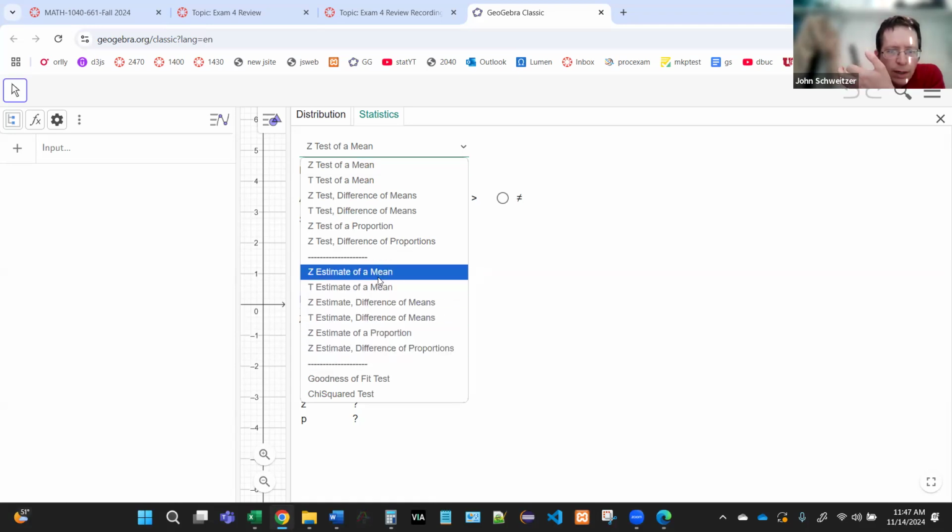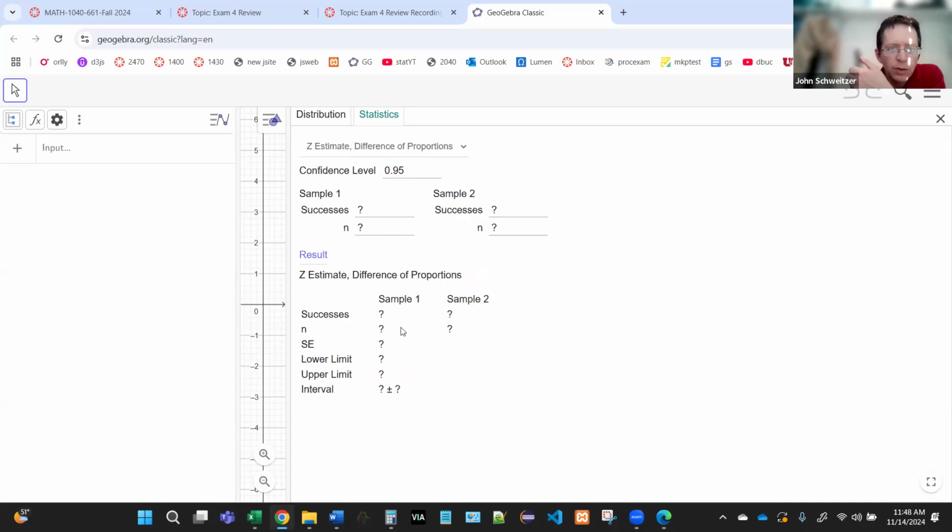And then we think about the kind of data we have. Well, as I pointed out, this is all categorical stuff: survive or not, metal band or no metal band, right? So it's a proportion. So it's got to be one of these 2, and it's a difference of proportions because it's 2 different populations that we're comparing, right? Okay, so then the confidence level is 95%.